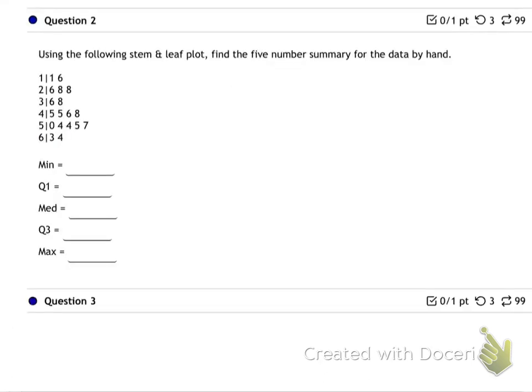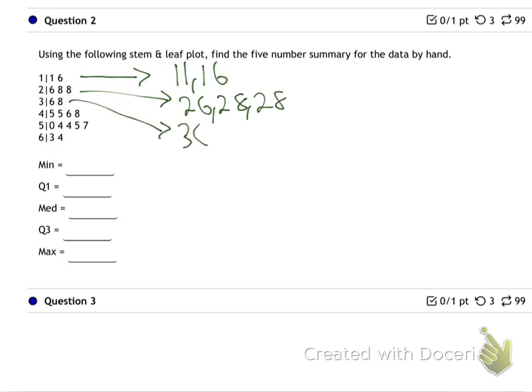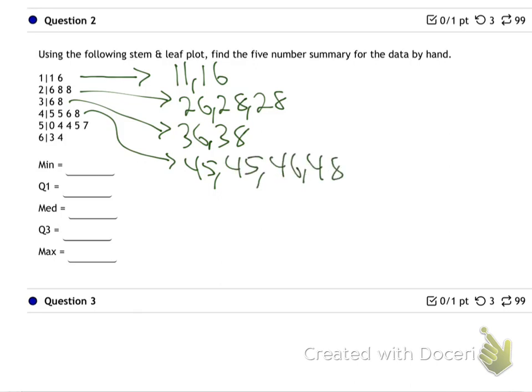Okay, question 2. Use the following stem and leaf plot. Find the 5-number summary for the data by hand. They're giving me a bunch of data. Can you tell what those numbers are? This is 11 and 16. This is 26, 28, and 28. This is 36, 38. This is 45. Everybody see how I'm reading those? 45, 46, and 48.